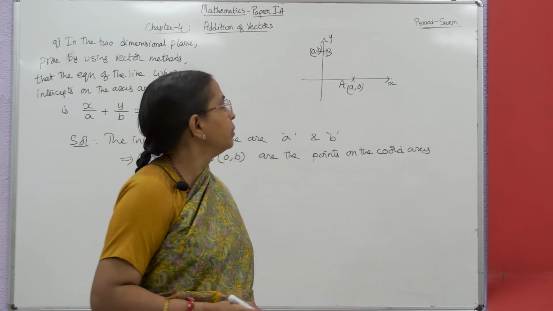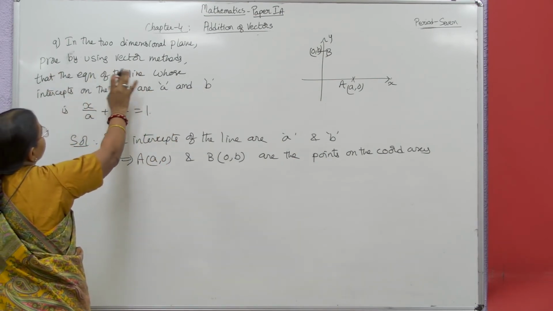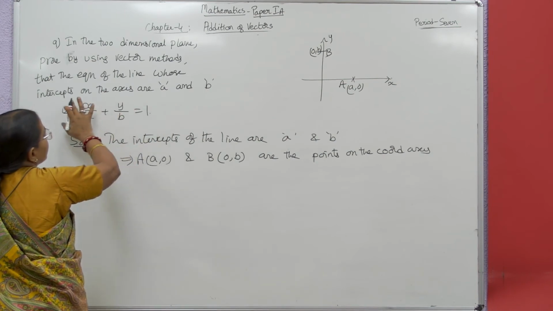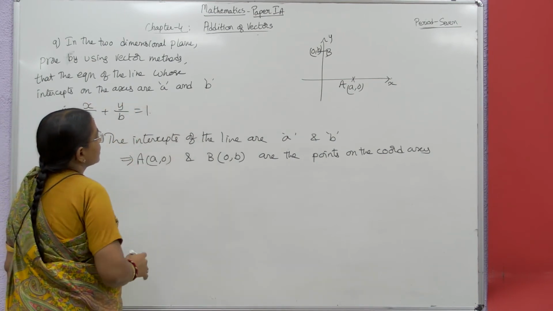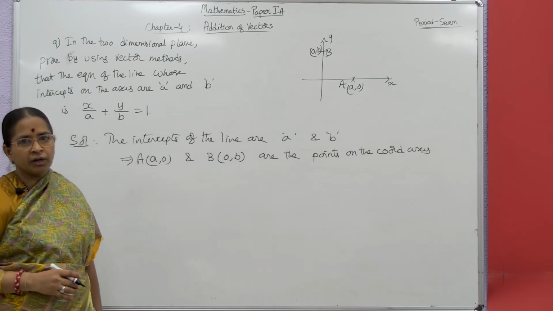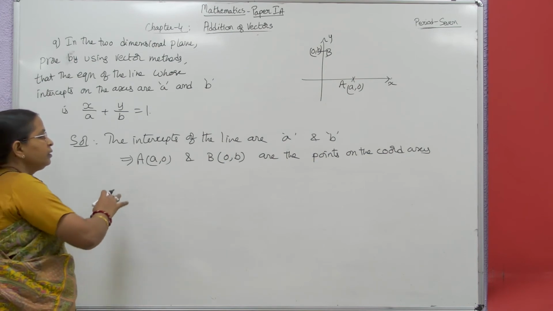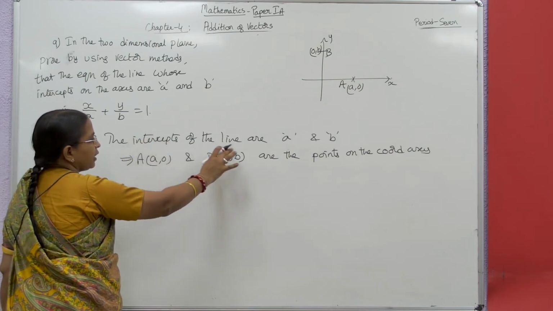Now the next problem is, in the 2-dimensional plane, prove by using vector methods that the equation of the line whose intercepts on the axis are A and B is x by A plus y by B is equal to 1. You know this equation. It is the intercept form of the straight line. So the intercepts of the line are A and B is given.